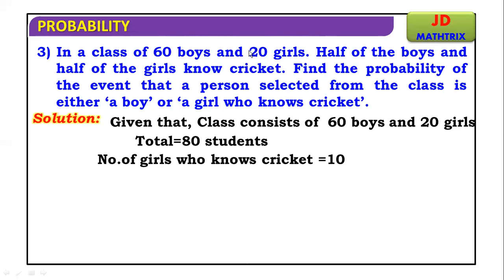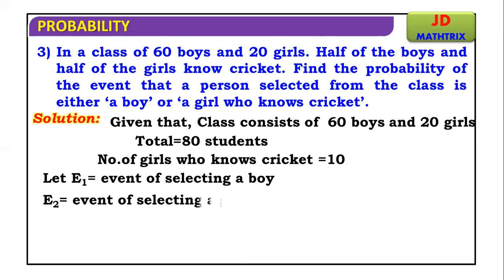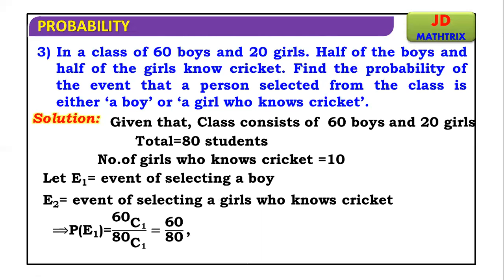We have totally 20 girls. Out of this, half of the girls know cricket. That means the number of girls who know cricket is equal to 10. Now define the events. Let E1 be the event of selecting a boy, and E2 the event of selecting a girl who knows cricket. Then P of E1, that means if we select a person, what is the probability that it is a boy? That is 60C1 by 80C1, that is 60 by 80.